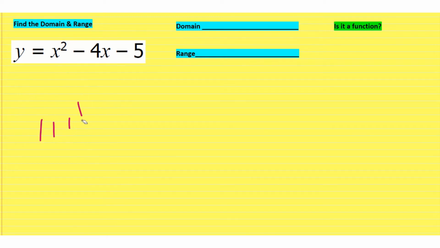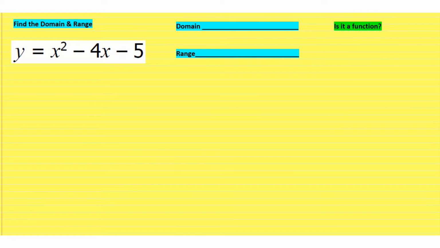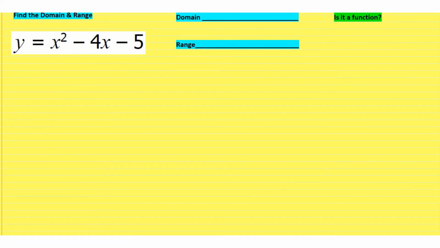So let's go ahead and take this off. You can go over to Desmos and put in your function here. Here I've put in y equals x squared minus 4x minus 5. And you can see again, it confirms that it is a happy parabola. Okay, but let's go back over here. I've already pulled up a copy of this graph.